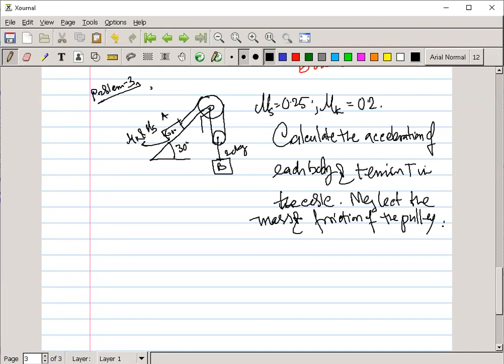Can anyone tell me what is the procedure of solving this type of question? Anyone? Anyone have any idea?